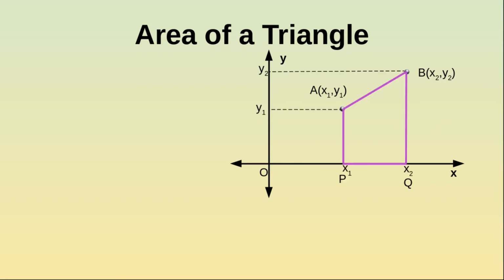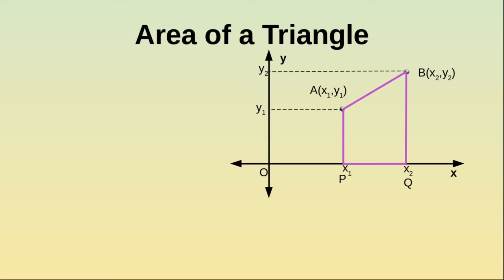Suppose we are considering a trapezoid something like this. Here we must see that the points A and B are the same points from the triangle, and what we are doing basically is that we are drawing a vertical line from A to the x-axis, and we are doing a similar thing for B also. So basically what we are getting is APQB, which is a trapezoid. The parallel sides are AP and BQ.